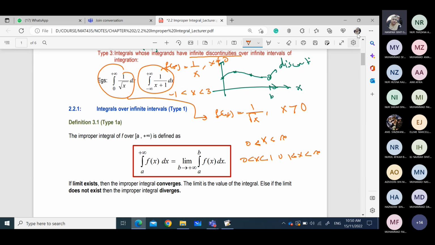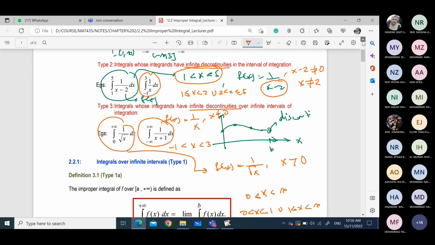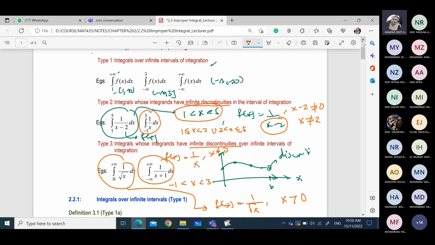Okay, ada soalan tak untuk improper integral? Yang ini penting untuk you tahu jenis-jenis improper integral. Sebab nanti bila you nak selesaikan masalah yang melibatkan improper integral, you tahu macam mana you nak cater the problem. Okay, macam mana you nak handle the problem, which type. So, sebab every type, cara dia berbeza.